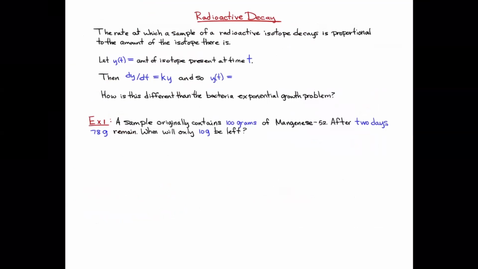I'm going to skip the radioactive decay example because it is the exact same as the one we just did with the exponential growth. The only difference now being that k will have a negative in it because it's decaying rather than growing.